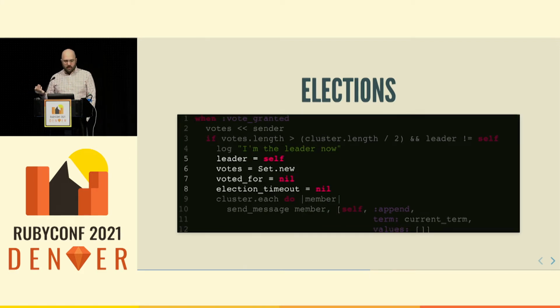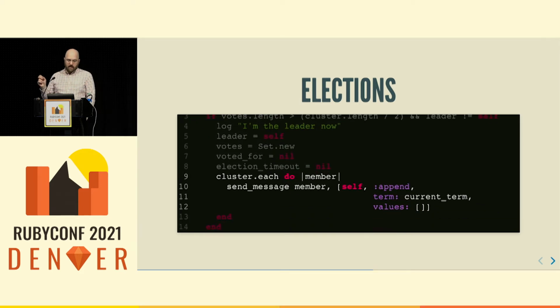We're going to reset a little bit of the state, and then we're going to send a message out to each member of the cluster to tell them that we won the election. And the way this actually works is that it uses the same method, the append method, to add data to the cluster and also to say that it was the one who won. So because only the leader is going to send out append messages, we know it's the leader.